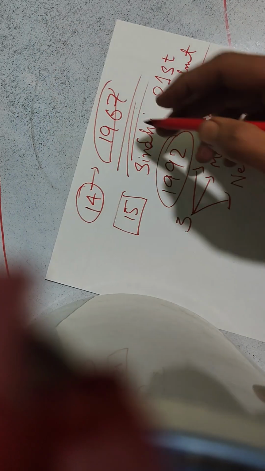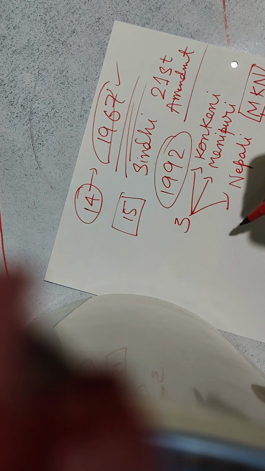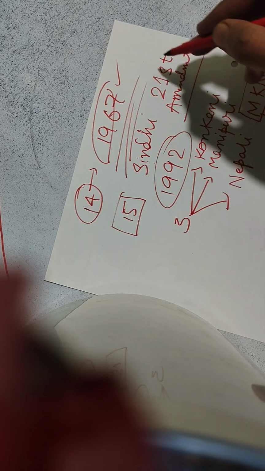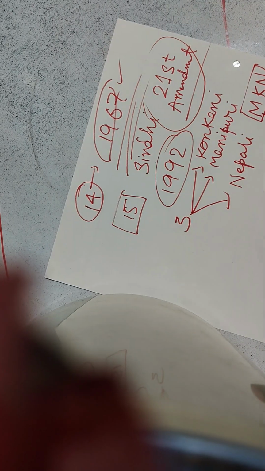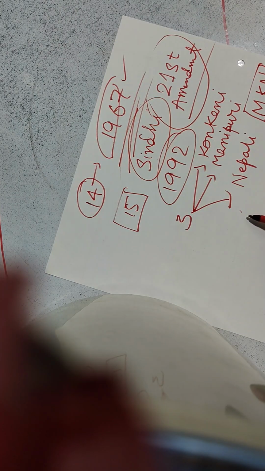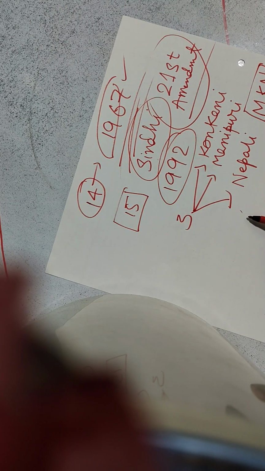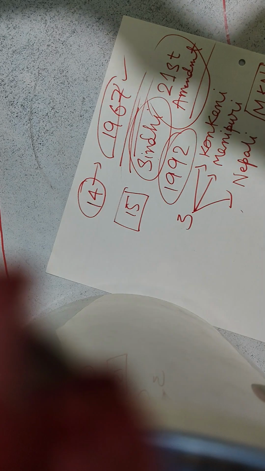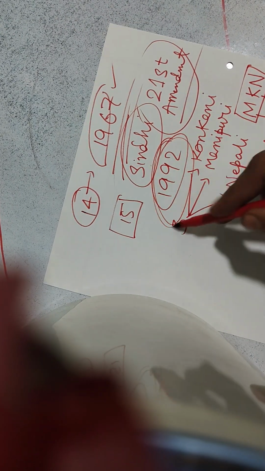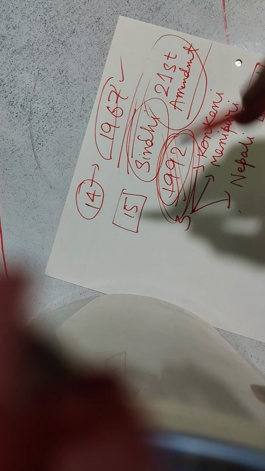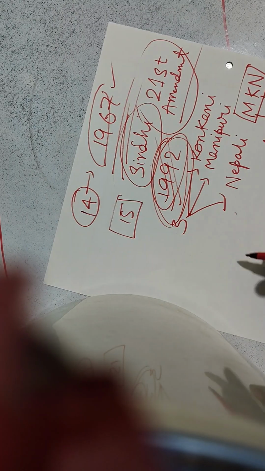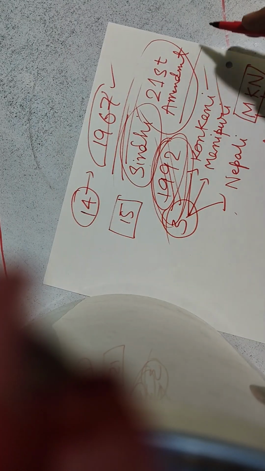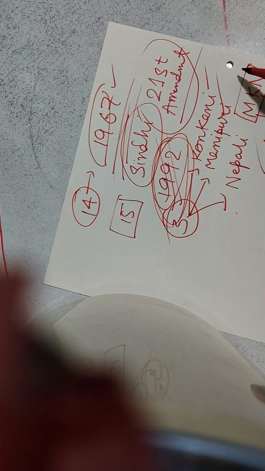The very first amendment occurred in the year 1967. It was the 21st amendment. Sindhi was added in it. Then many years after, another amendment occurred in the year 1992. 3 more languages were added: Konkani, Nepali, Manipuri. You can learn them by this MKN formula.